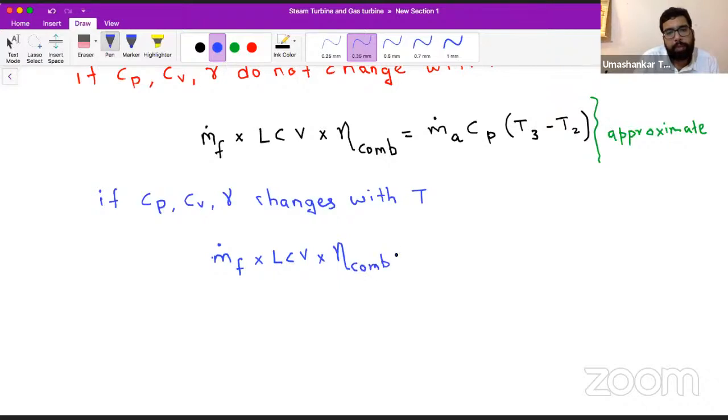So you will have this combustion efficiency. So you must write like this: m dot A plus m dot F, m dot A plus m dot F, CPG. So what is this?